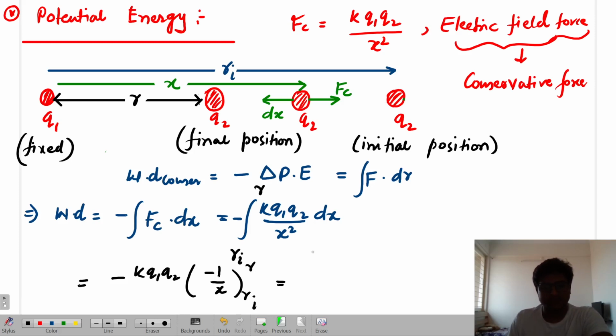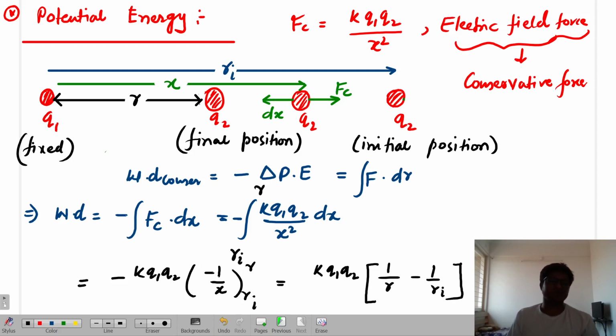So what did I get as the equation? K q1 q2 times 1 by r minus 1 by r initial. That's my work done, isn't it? Minus minus will become plus. Got it? Is that clear?